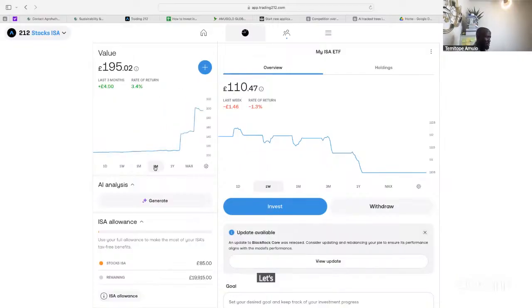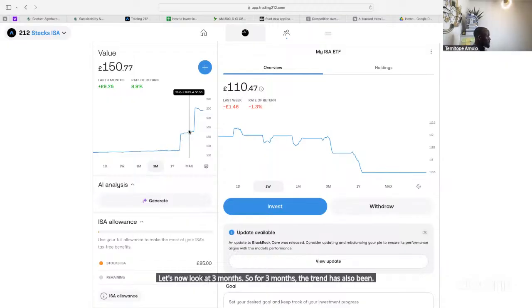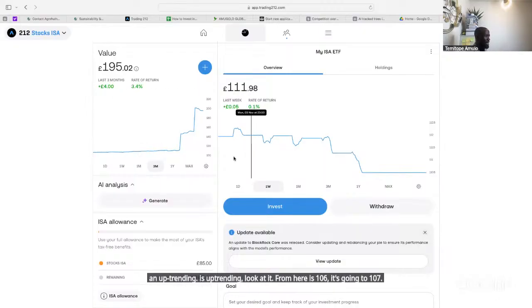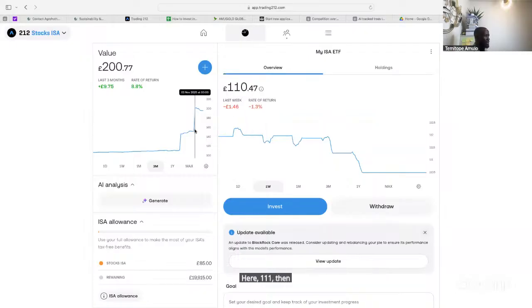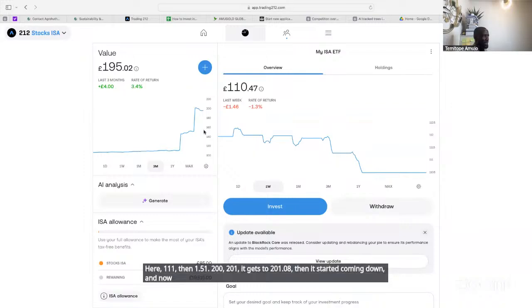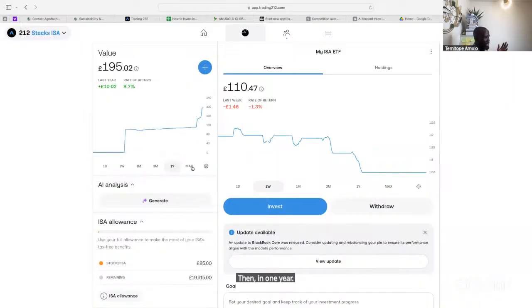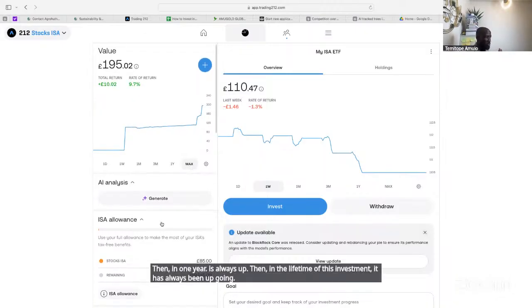Let's now look at 3 months. So for 3 months, the trend has also been uptrending. Look at it. From here is 106, going to 107, here 111, then 151, 200, 201. It gets to 201.08. Then it started coming down and now is at 195. No cause for alarm. It's just coming down. It will go up. Then in 1 year, it's always up. Then in the lifetime of this investment, it has always been upgoing. So no cause for alarm.